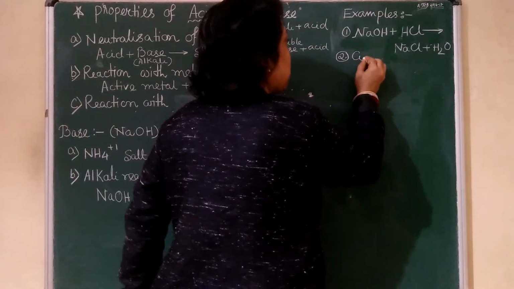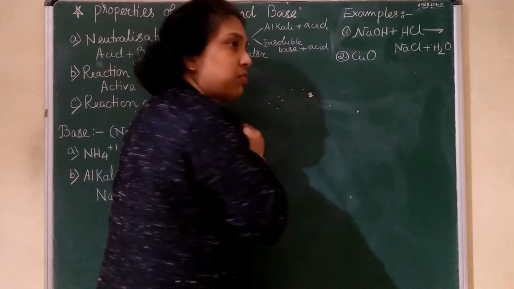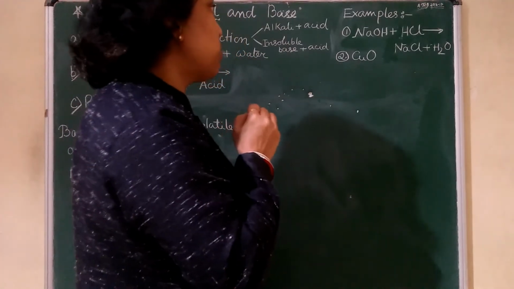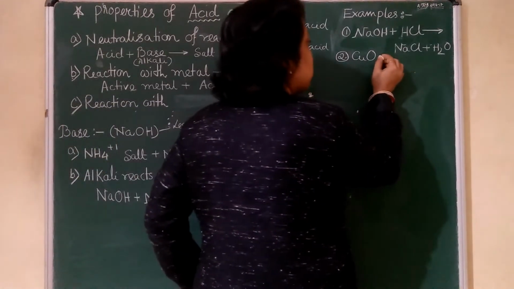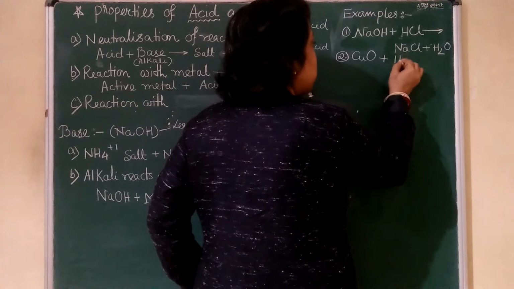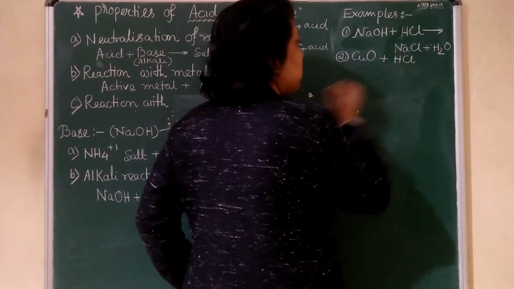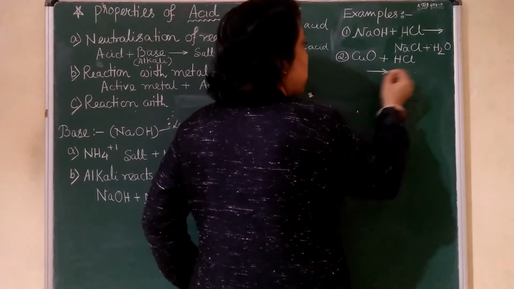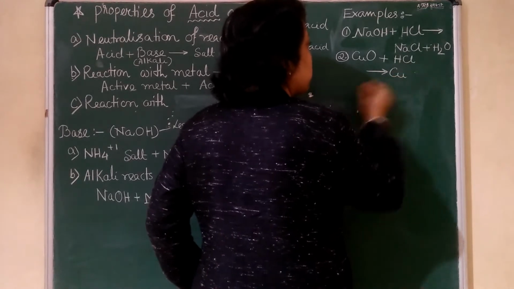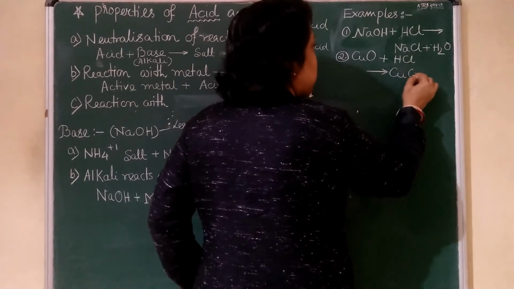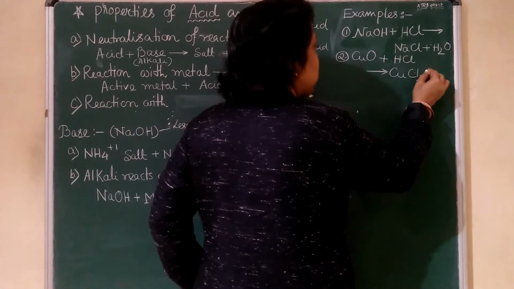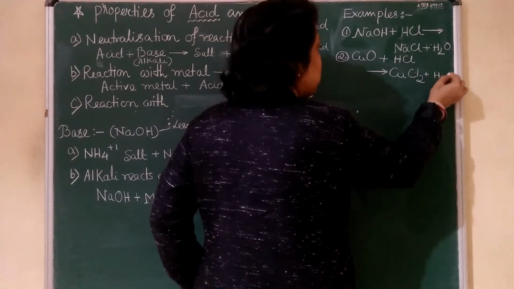Next one is, it is not alkali, it is any base which is insoluble. So it is copper oxide, it is insoluble, it is also a base but it is not dissolving in water. So which kind of salt will it form? Copper chloride plus H2O.